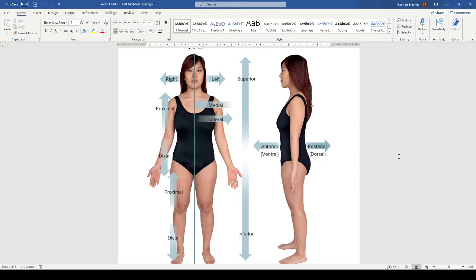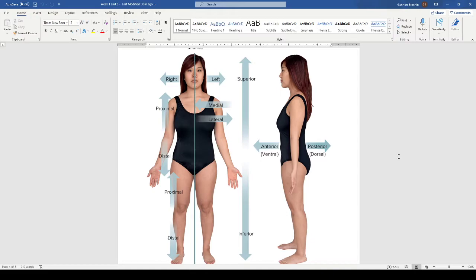Like I said before, these terms can be used both relatively and absolutely. So if I say the head is superior to the leg, that's true. I can also say the eyes are superior to the mouth, because they are still above, even though the eyes and nose are absolutely superior to a lot of the other components of the body.